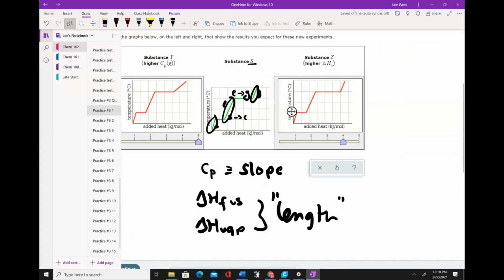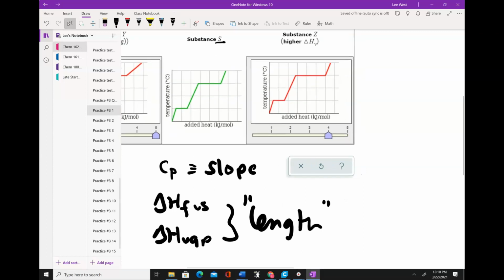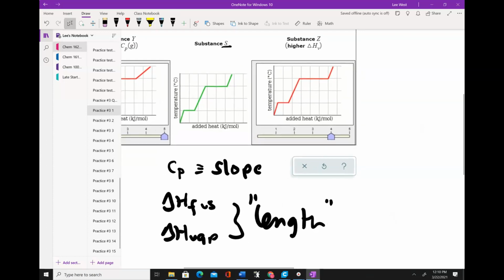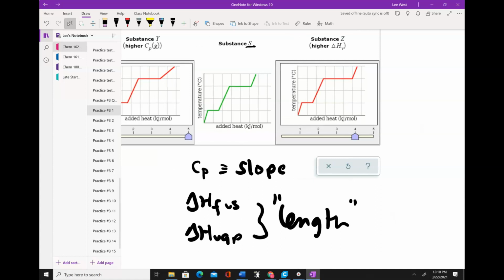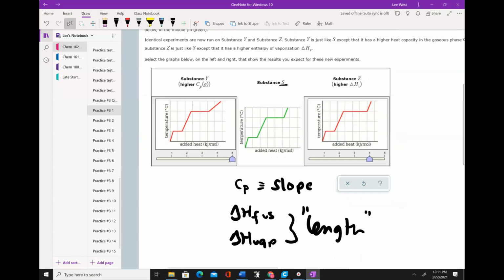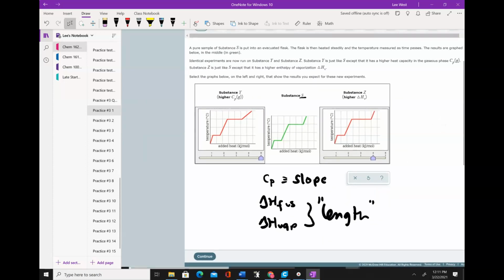In particular, the longer that flat area is, the more heat it takes to melt or evaporate your substance. Now, if we think about the heat capacity of, let's say, the liquid here, if it takes more heat to raise the temperature of the liquid, then the slope will decrease. And if it takes less, so the temperature rises more quickly as we add heat, the slope will become more steep. So now let's go back to the question and see what we've got.